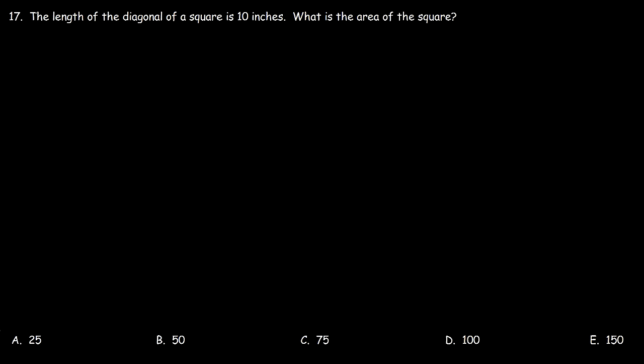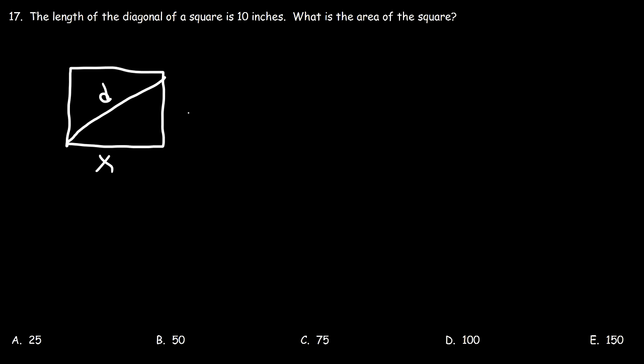Number 17. The length of the diagonal of a square is 10 inches. What is the area of the square? Well, let's see if we can come up with a relationship that relates the area of the square to its diagonal. So here is the diagonal of the square. Let's call it D. And let's call the side length X. Now the area of a square is simply length times width, or X times X.